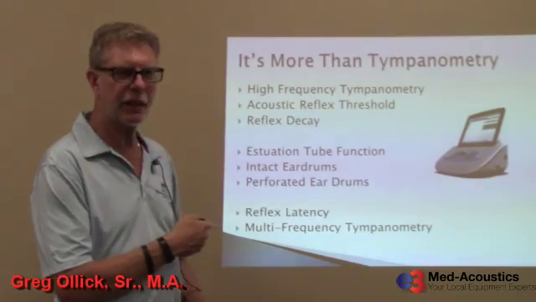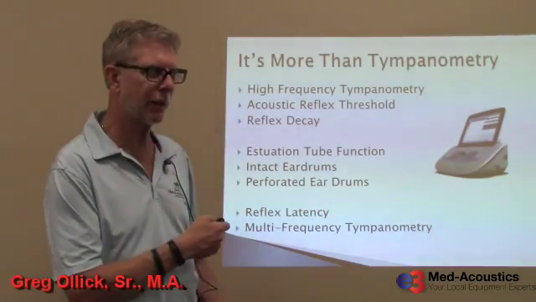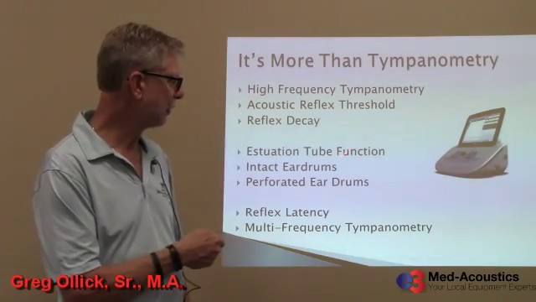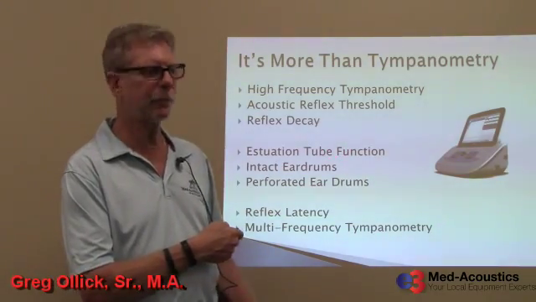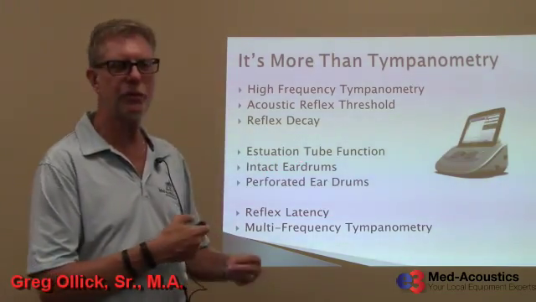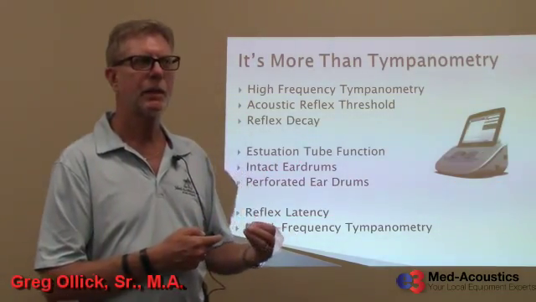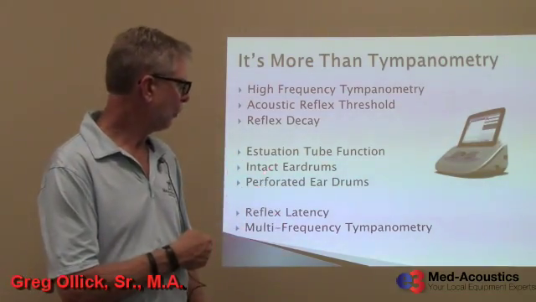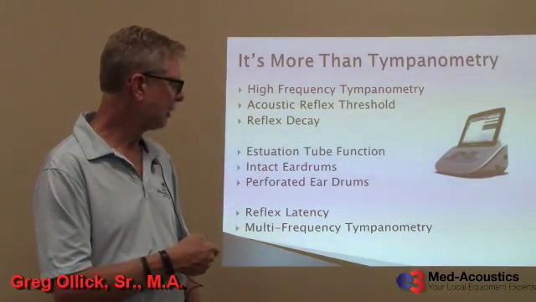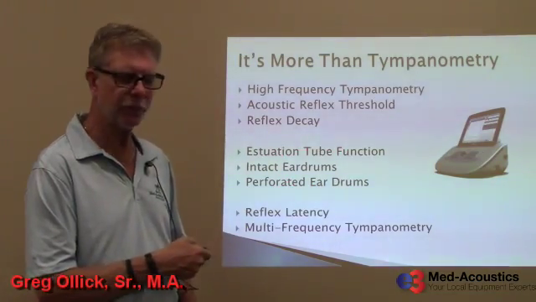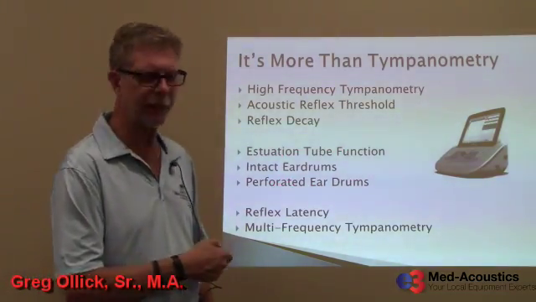Reflex decay is another thing that we'll talk about that's on middle ear analyzers and not on tympanometers. Also, Eustachian tube function, and the Eustachian tube function is of two types. Eustachian tube function to test the efficiency of the Eustachian tube when you have intact eardrums, and another function to test the efficiency of the Eustachian tube function when you actually have a perforated eardrum.